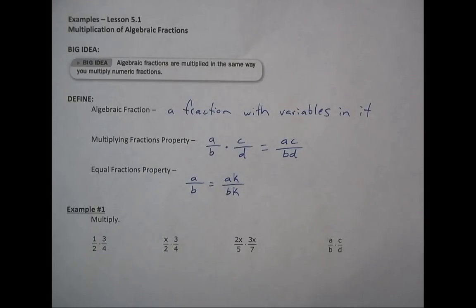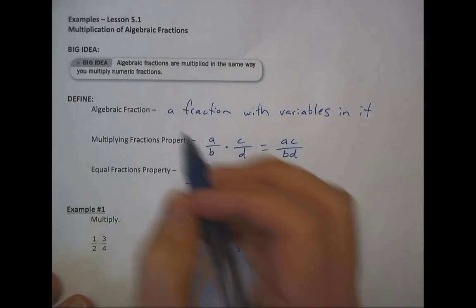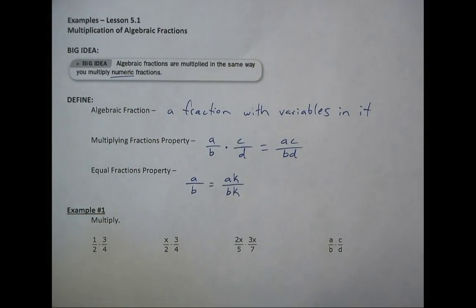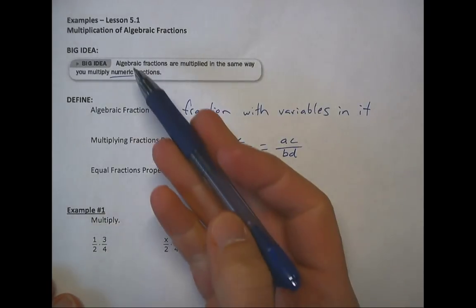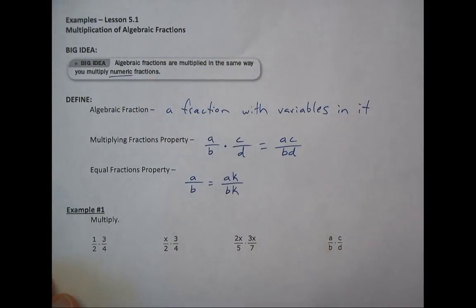So today's 5.1 in your algebra book, we're going to be multiplying algebraic fractions. So your big idea: algebraic fractions are multiplied in the same way you multiply numeric fractions. Numeric fractions are just fractions with numbers like you're used to. Algebraic fractions are just fractions that have variables in them.